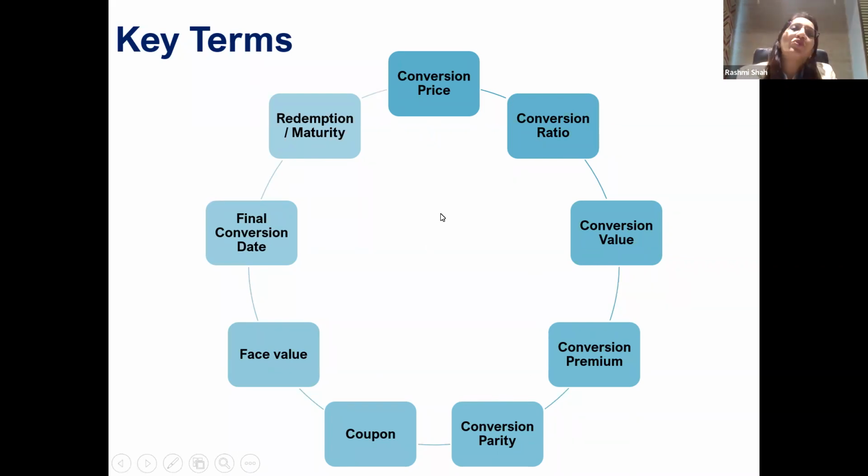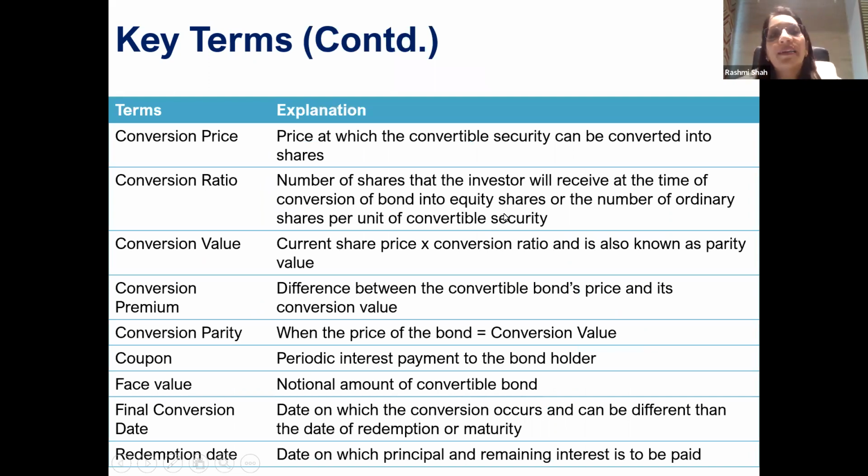But yes, if you have instruments which are contingent or have too much optionality or too many payoffs, then various scenarios will be built into the terms, which the management will generally structure in the terms itself. Like I said, conversion price is the price at which the security will be converted into shares. Conversion ratio is the number of equity shares that the investor will receive when he exchanges his convertible debenture.